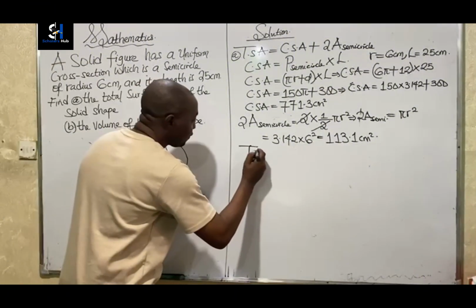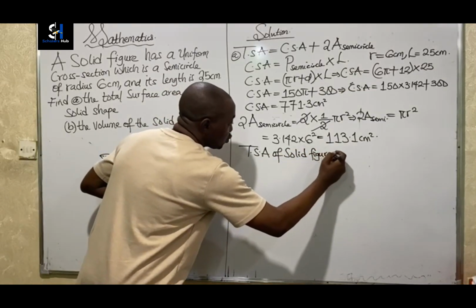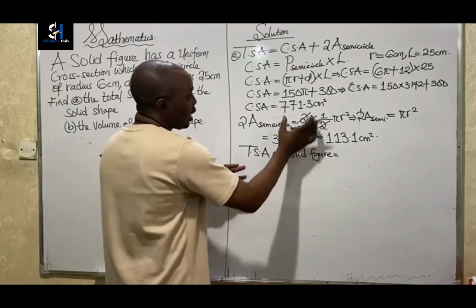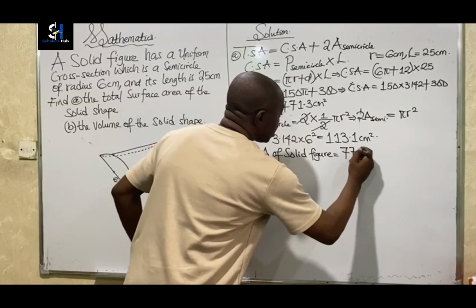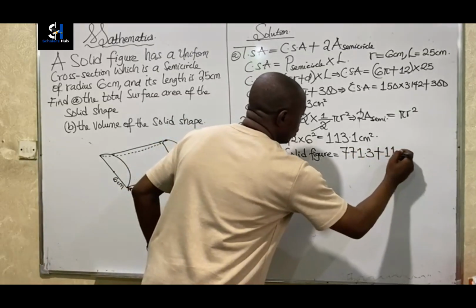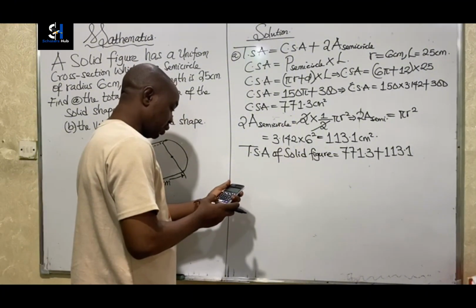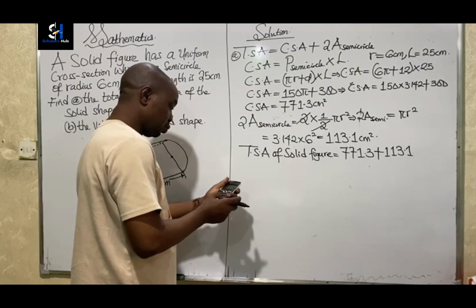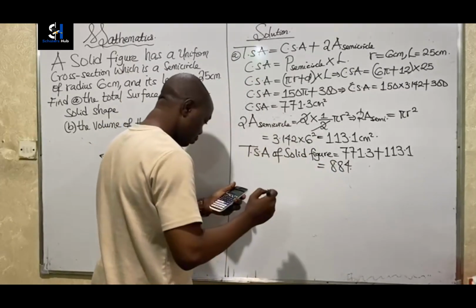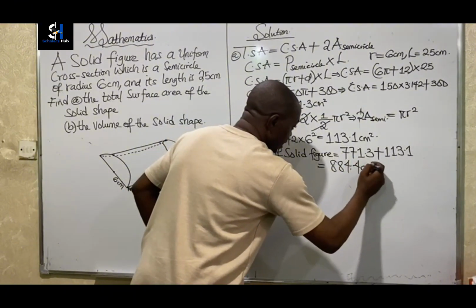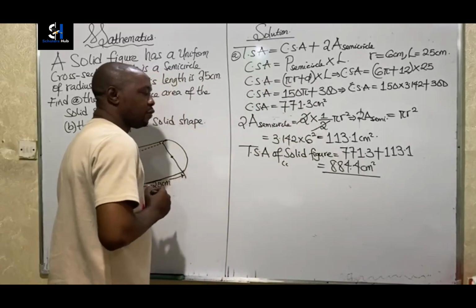So our total surface area of the solid figure, when we add this together, is 771.3 added to 113.1, and the answer is 884.4 square centimeters. This is the total surface area of the solid shape.